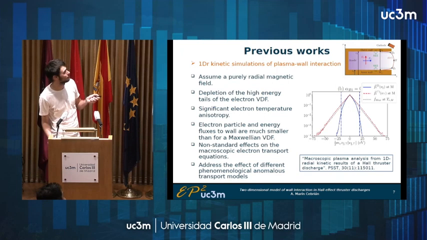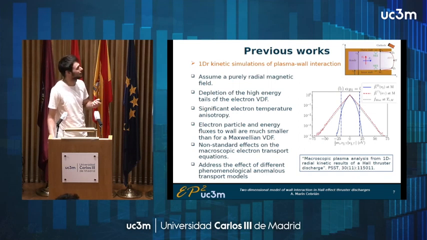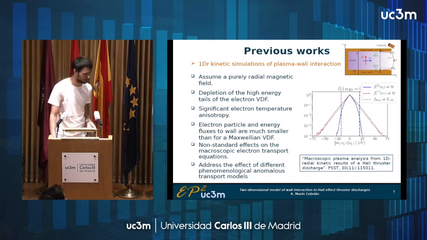As you can see here, the blue line does not follow the black line as the theory predicts. So this is an important conclusion of this study. This implies a significant electron temperature anisotropy.